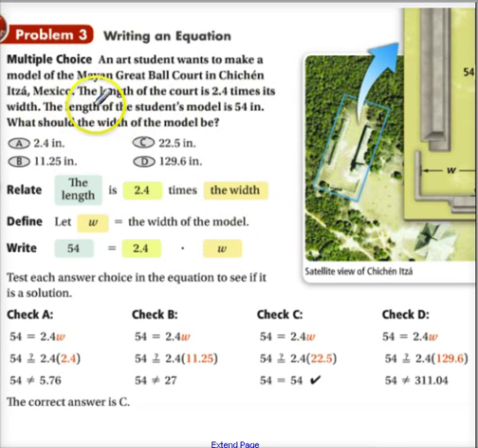Then sometimes, once you have your equation written, they will ask you to use different numbers, like the length of the student's model is 54. What would the width be? So then we just solve that equation. Okay? But what they really want you to know is how to write the equation.